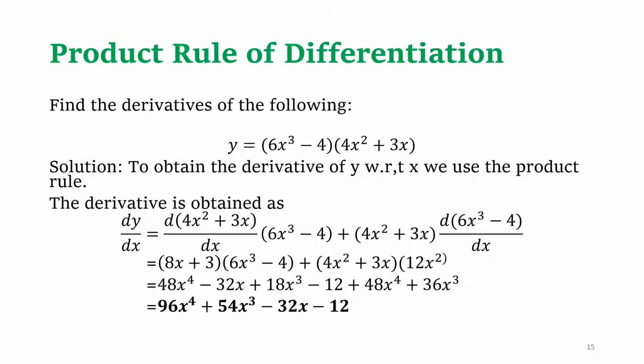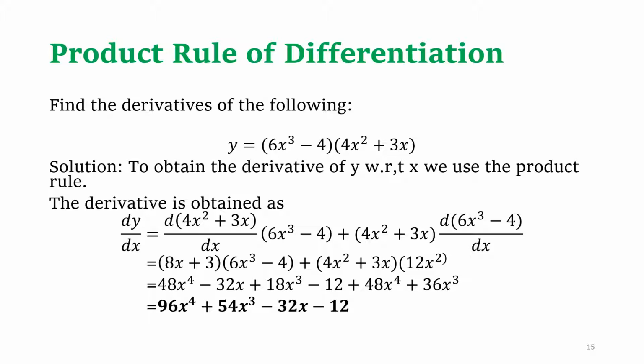Now we have the first term and the second term here. What we do is take the derivative of 4x squared plus 3x first, d/dx of (4x squared plus 3x), multiplied by 6x cubed minus 4. And then plus 4x squared plus 3x multiplied by d/dx of (6x cubed minus 4), the derivative of the first function.